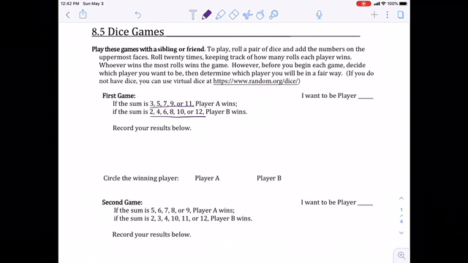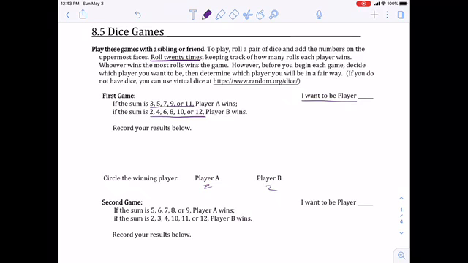So the first thing you should have done is told me which player you would want to be. In other words, which player do you think is most likely to win? Once you've done that, you should have played this game a couple times, and then 20 times, and then you should have circled the winning player, either A or B.